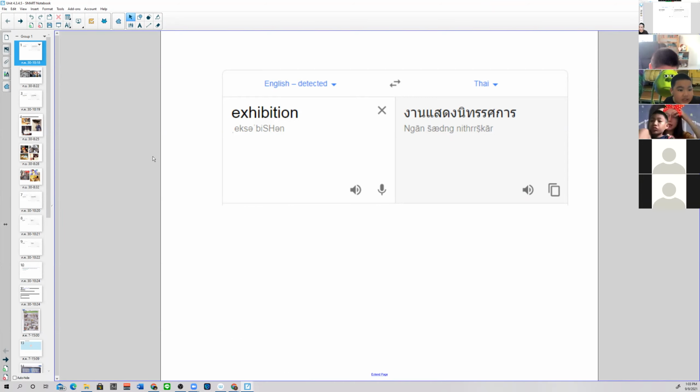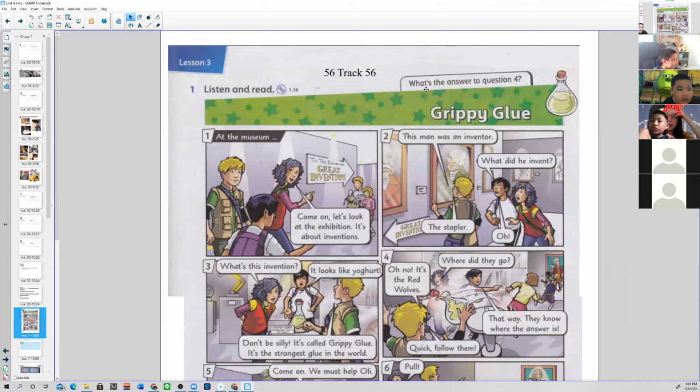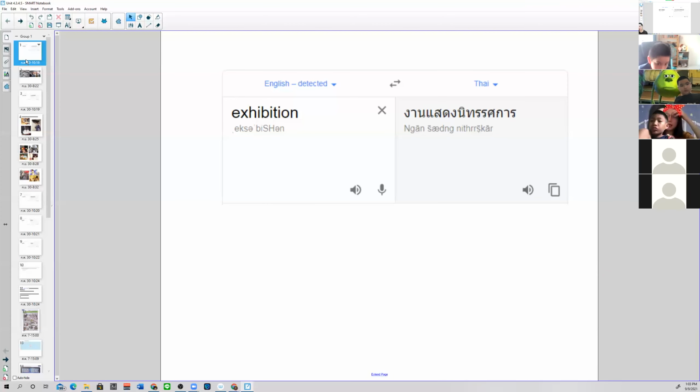The topic is here, Grippy Glue, right? Grippy Glue, and they are at the museum. Have you ever wondered why they went to the museum? Why did they go to the museum?